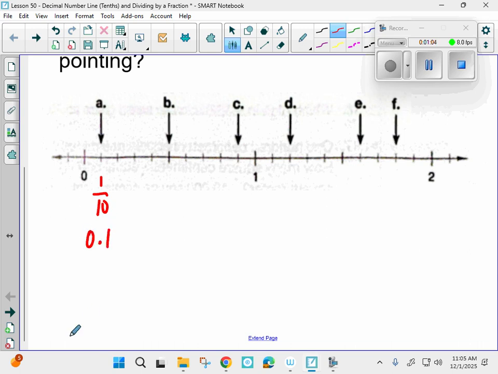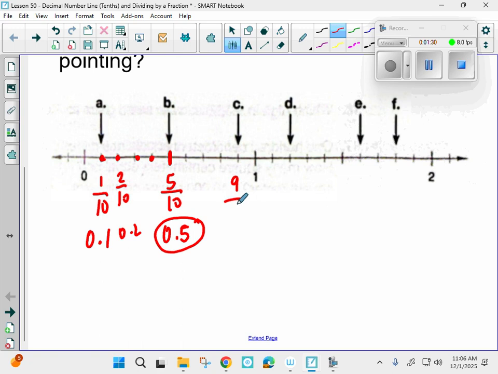All right, and then this next one would be 2/10 or 0.2, right? If I just counted, so this would be 1/10, 2/10, 3/10, 4/10. Now this one is halfway, which is 5/10 or 0.5, okay? And this would be 6/10, 7/10, 8/10, 9/10 or 0.9.